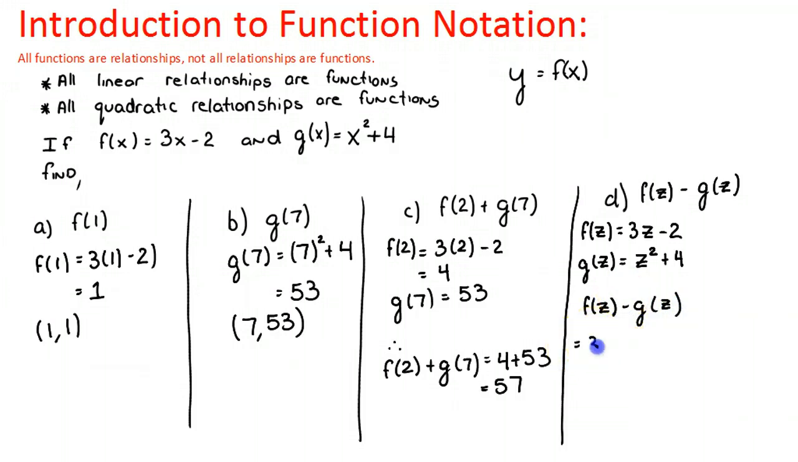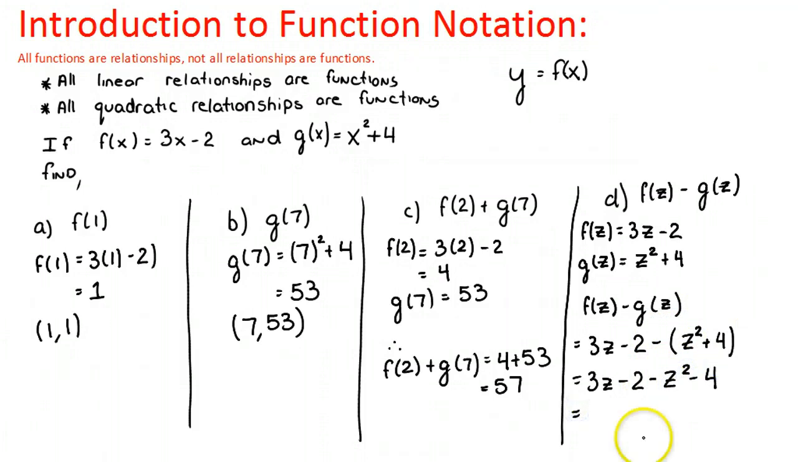So when you substitute in, this is a place where brackets are going to help. So f at z is 3z minus 2 minus, and now I'm going to substitute in the function g in brackets. So bracket z squared plus 4. And when I do that, I catch the fact that I have to actually distribute this negative across the brackets.